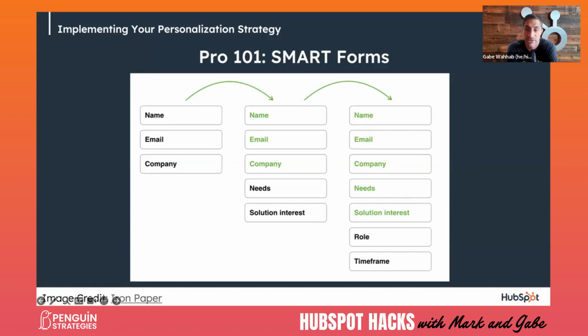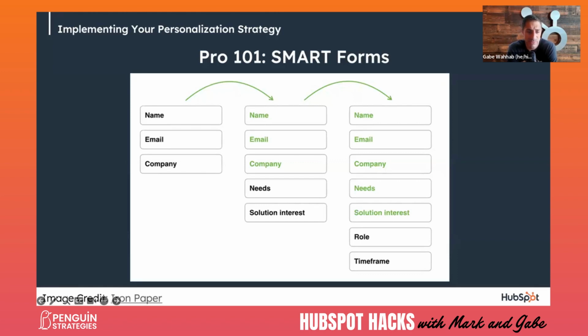They come back and they're interested in a middle stage offer. I already know their name and email and company. So instead, I'm going to ask them their needs and maybe what solution they're interested in. And finally, if they return again and are interested in another offer, this could be another middle stage or late stage offer, I'm just going to maybe ask for their role and their time frame. And again, we're building that profile progressively of that user.